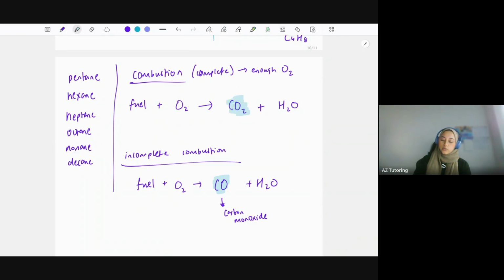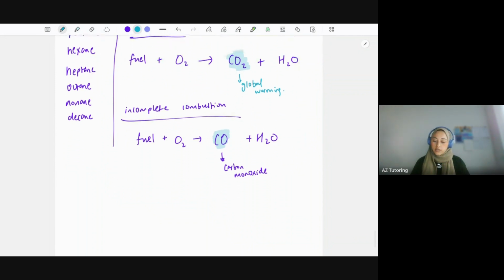Now there's issues still with carbon dioxide. It's a greenhouse gas, so it causes global warming. That's the reason why they're trying to push away from petrol and diesel cars and move towards electric cars to stop this process from happening.